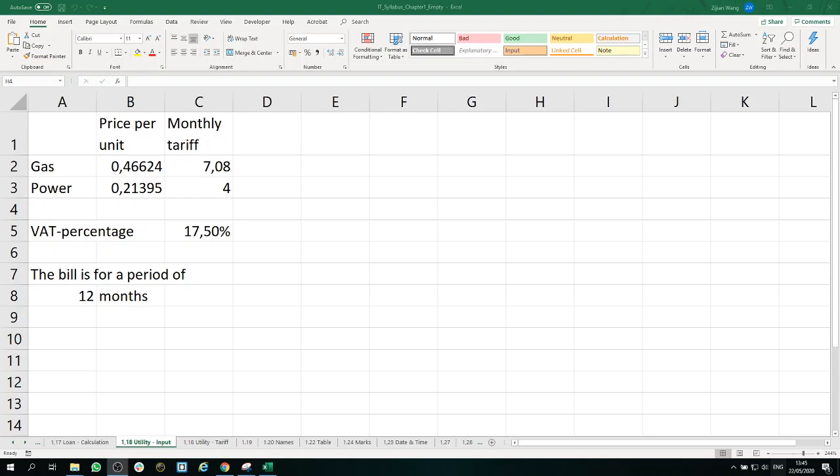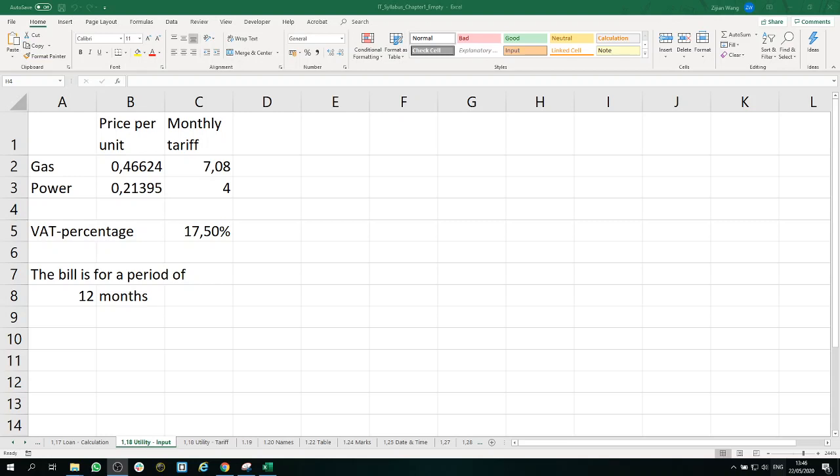Hi there. Let's have a look at exercise 1.18. This exercise is a huge one. So we need to create 4 sheets from scratch and do the formatting and create formulas in 2 of them.